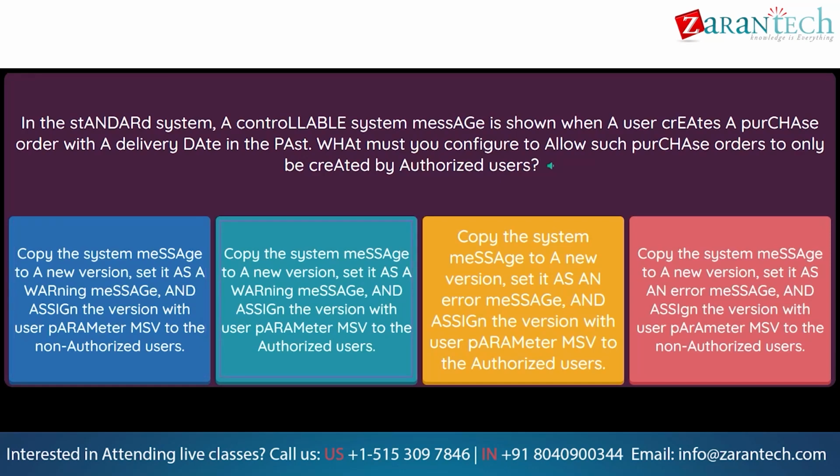Option 2, copy the system message to a new version, set it as a warning message, and assign the version with user parameter MSV to the authorized users. Option 3, copy the system message to a new version, set it as an error message, and assign the version with user parameter MSV to the authorized users. Option 4, copy the system message to a new version, set it as an error message, and assign the version with user parameter MSV to the non-authorized users.